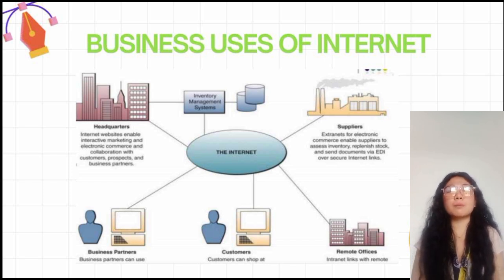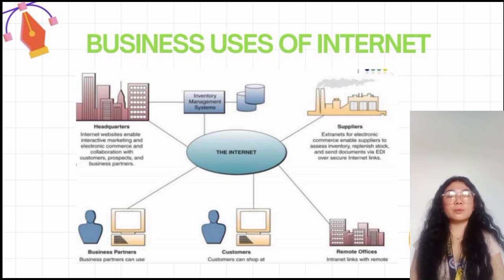And next is the business partners. Business partners collaborate and exchange information using the internet. Next is the inventory management systems. Inventory management systems are tied into the network to track and manage product inventory efficiently. The diagram shows how the internet enables seamless communication, coordination, and transactions across the different areas of a business.